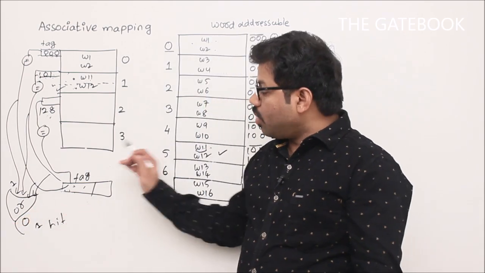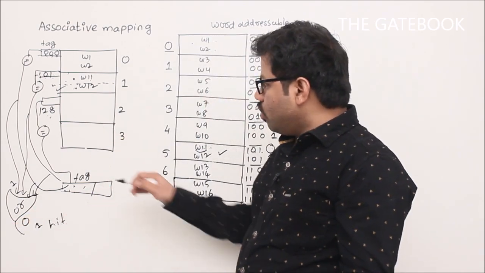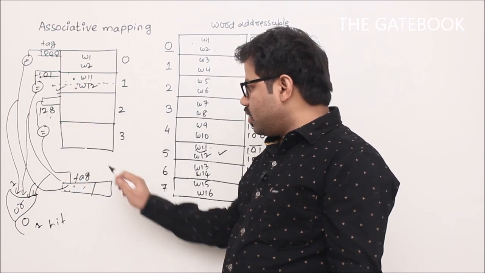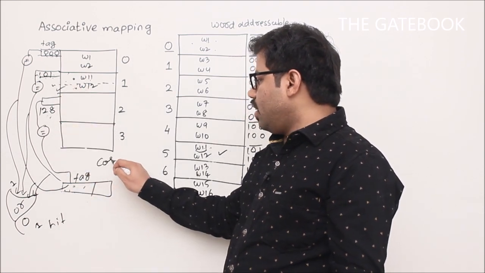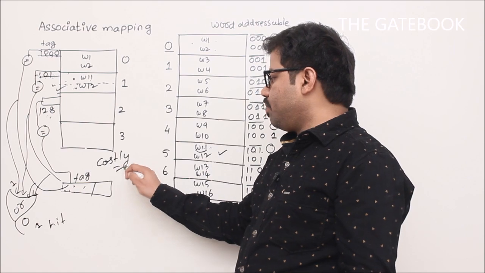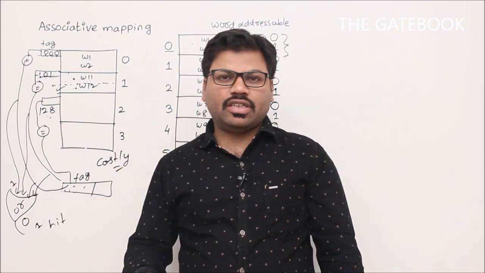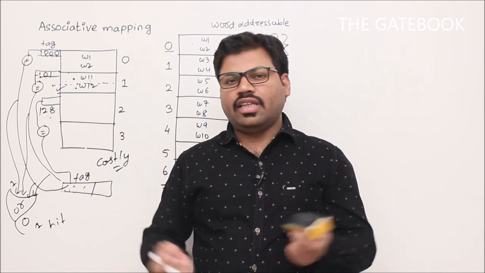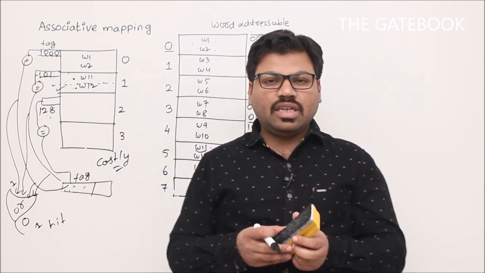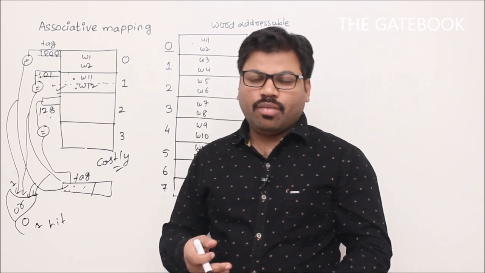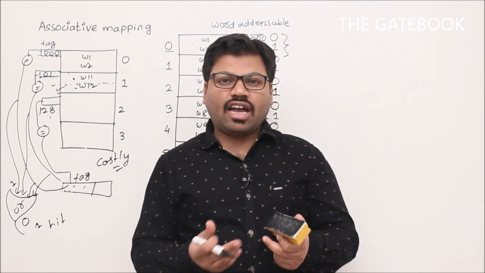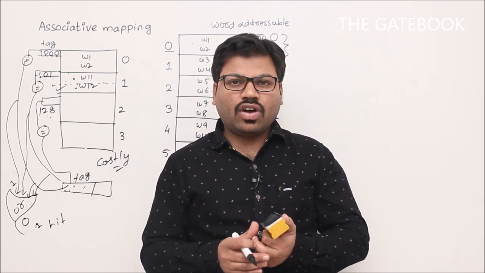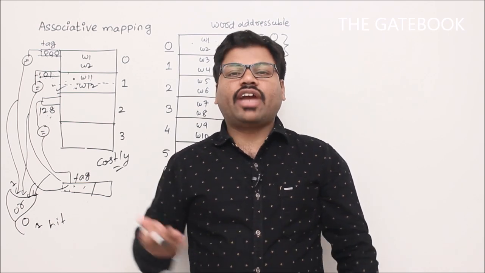Understand? But the problem, unfortunately, is that you need a lot of comparators, so it will be costly, right? Hardware will become very costly. In the direct map technique, only one tag comparator is required, so that will be a cheaper circuit, right? It's a trade-off. But the direct map technique doesn't have flexibility, right? So that means you will get a lot of cache misses.